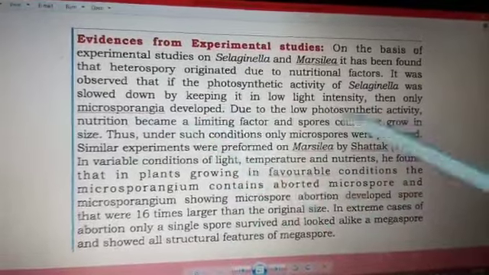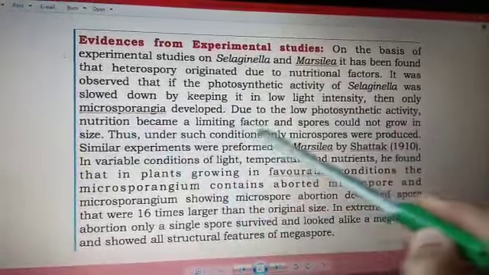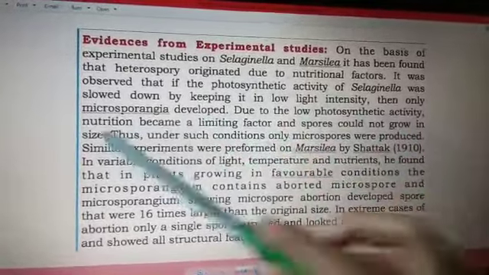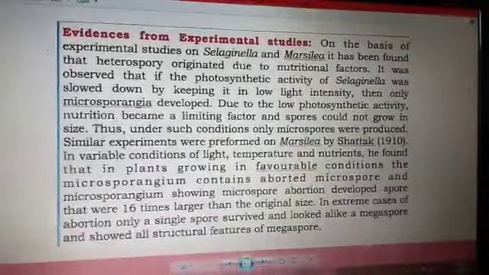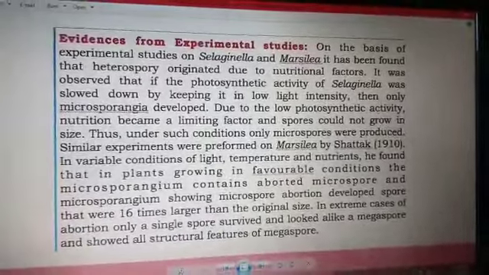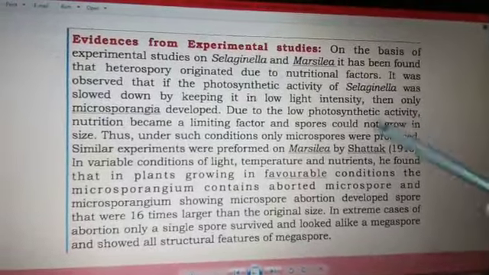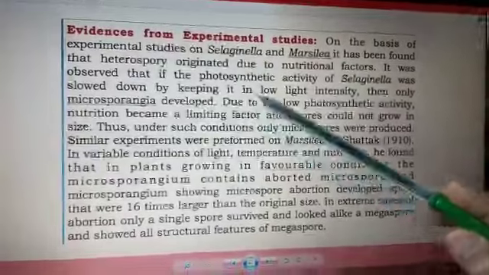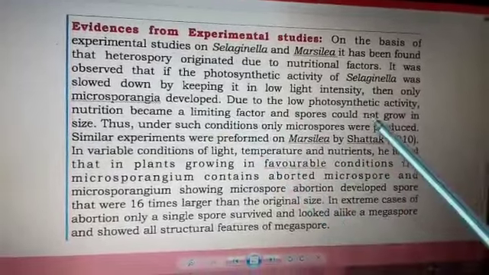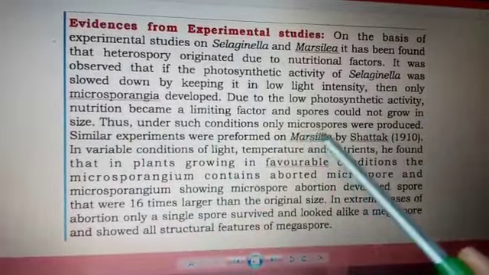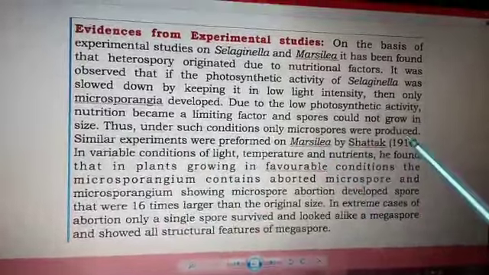Due to low photosynthetic activity, nutrition became a limiting factor, only limited nutrients were available, and the spores could not grow in size, because for the spores to grow in size they require a smaller number of spores and more amount of food. Here the food itself is less, so food is a limiting factor. That's the reason the spores could not grow in size. Thus under such conditions only microspores were produced. So nutrition is the utmost factor for the formation of heterospory.